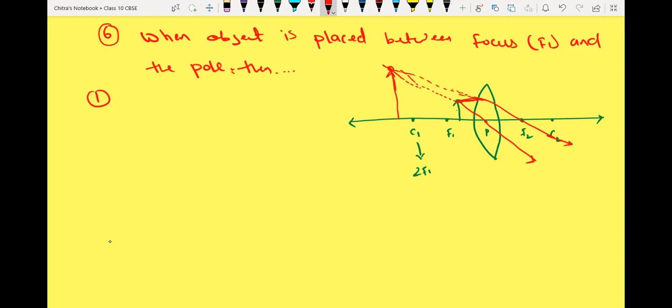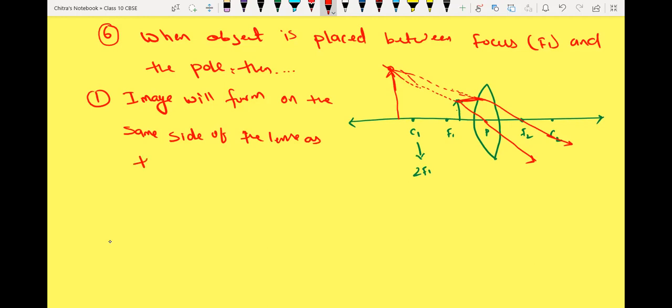Okay, so the image will form on the same side of the lens as the object. And as we can see here, the image is very large as compared to the object.